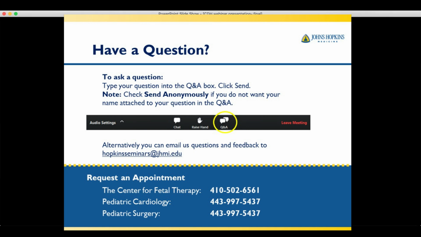Our next question is: what is your experience using vasopressin for pulmonary hypertension? Have you ever used this beyond an acute setting, and have you used it in a chronic setting?